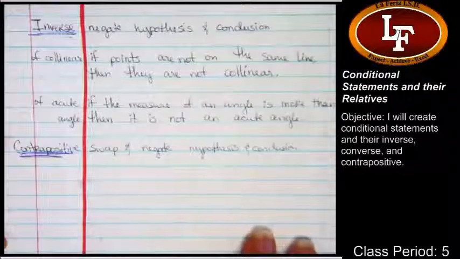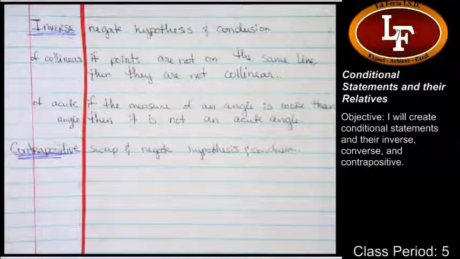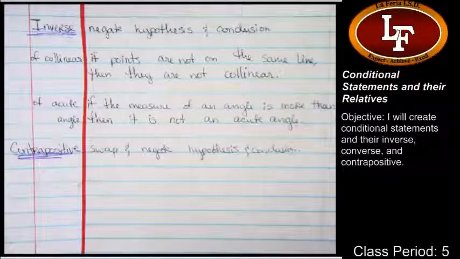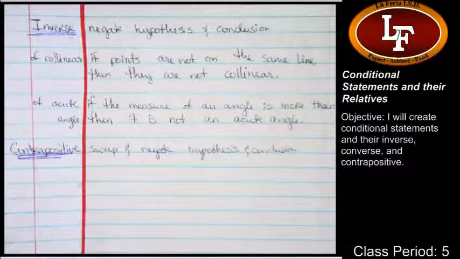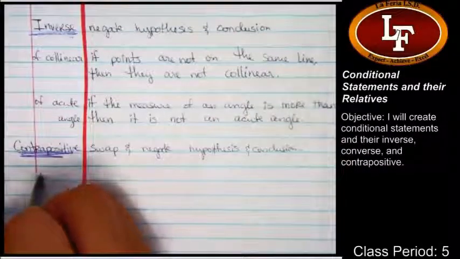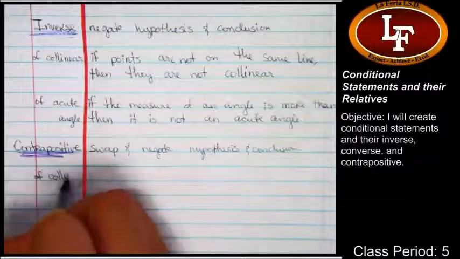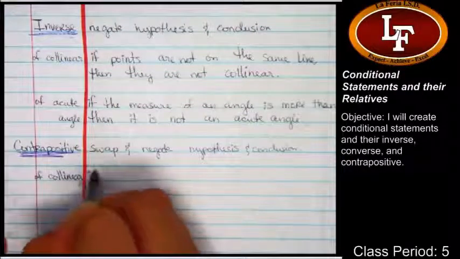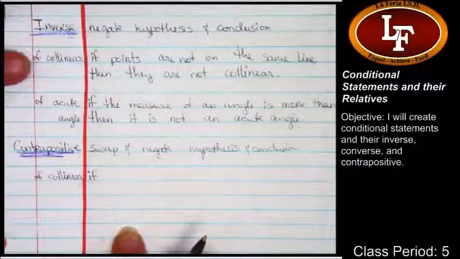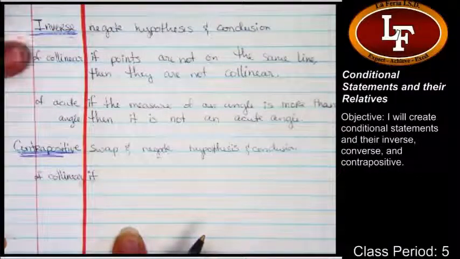So you can get to the contrapositive in one of three ways. You can go to the original, swap and negate. No big deal. You could go to the converse, which is already swapped for you, and then just negate. Or you could go to the inverse, which is already negated for you, and then just swap them. So what we're going to do on this example, the contrapositive of collinear would be, well, I already have the inverse. It's written up here for me. So let's just swap the inverse.